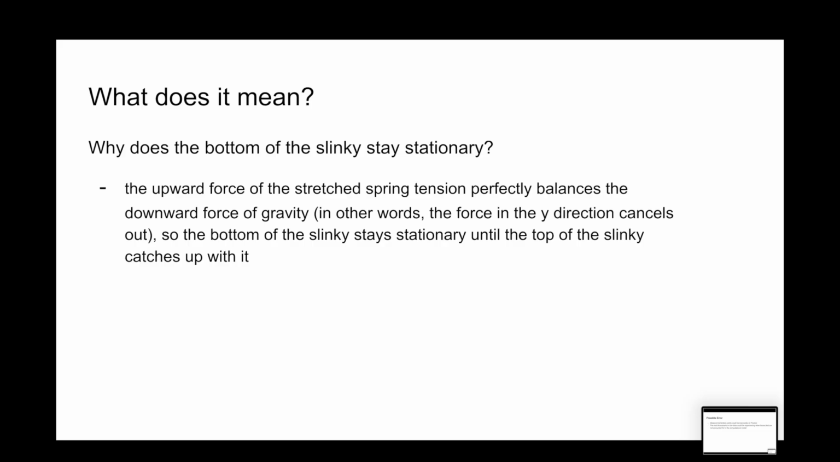For the what-does-it-mean and why questions, I came up with some that could be appropriate for the lab. For what does it mean: why does the bottom of the Slinky stay stationary? It's because the upward force of the stretched spring tension perfectly balances the downward force of gravity. In other words, the force in the y direction cancels out, so there is no movement in the y direction of the bottom of the Slinky. So the bottom of the Slinky stays stationary until the top of the Slinky catches up with it and forces it downwards.